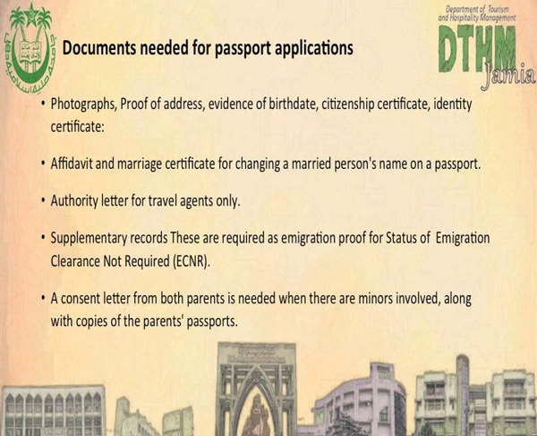In addition, individuals can submit the form in person at the corresponding district passport offices or passport offices directly. One must provide the following items in addition to the application form: photographs, proof of address, evidence of birth date, citizenship certificate, identity certificate, affidavit and marriage certificate for changing a married person's name on a passport, authority letter for travel agents only, supplementary records. These are required as immigration proof for status of immigration, clearance not required. A consent letter from both parents is needed when minors are involved, along with copies of the parents' passports.